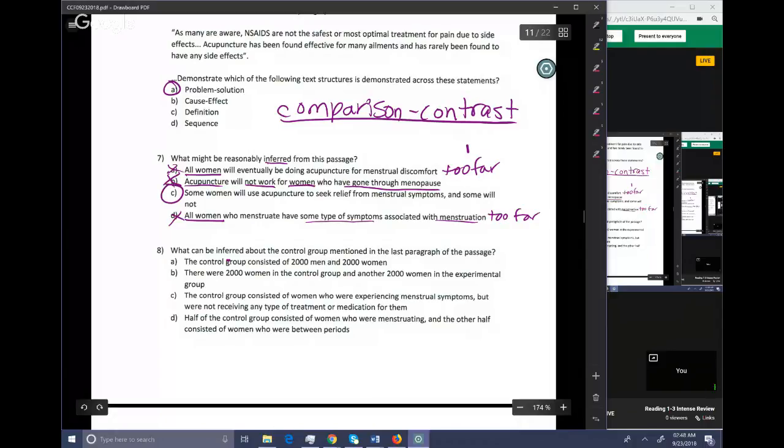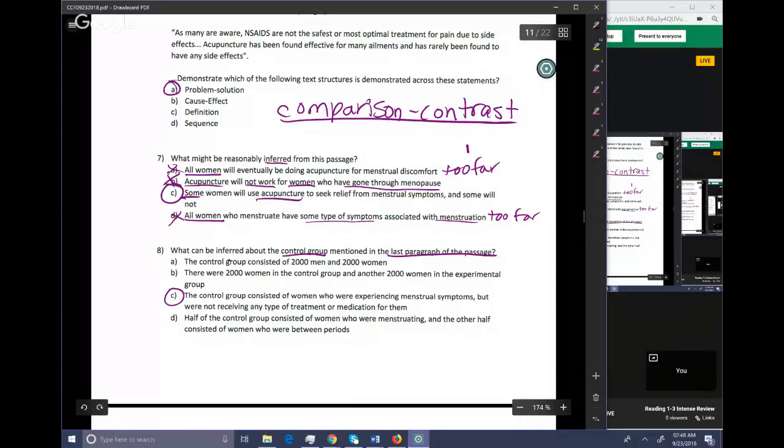So C is the right one. Some women will use acupuncture to seek relief from menstrual symptoms, and some will not, which is a very neutral answer. 8 says, what can be inferred about the control group mentioned in the last paragraph of the passage?